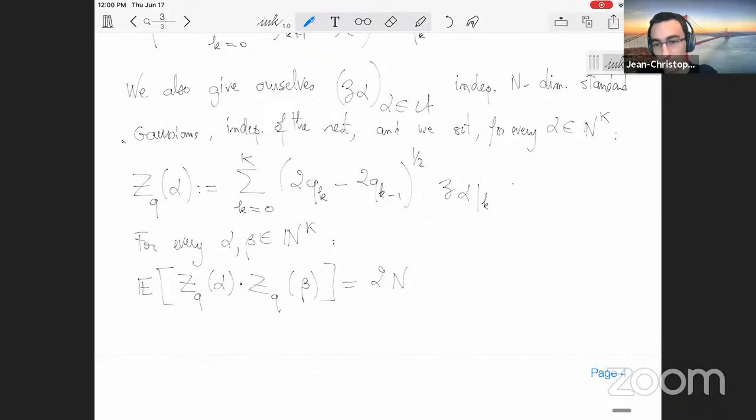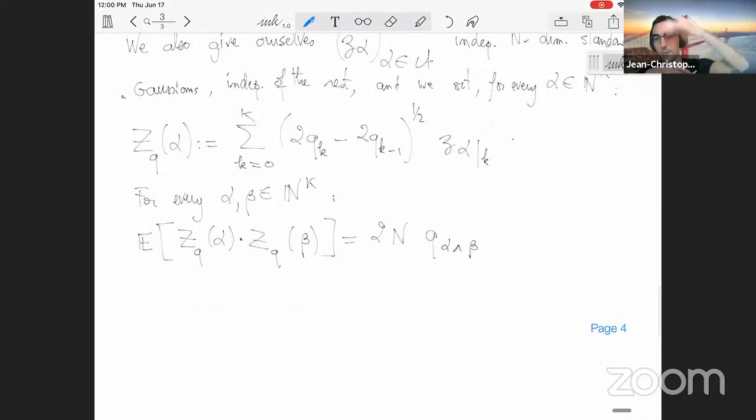So what we will get here is 2n, n because it's the dimension, times q of alpha wedge beta, to denote the common ancestor of alpha and beta. So it's just the depth at which things separate, where alpha wedge beta, by definition, is the sup over k of k such that alpha restricted to the kth level is equal to beta restricted to the kth level.